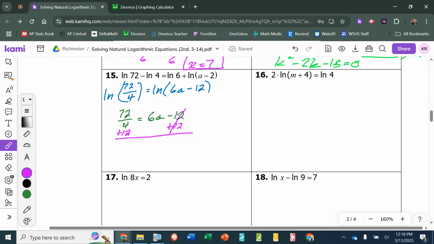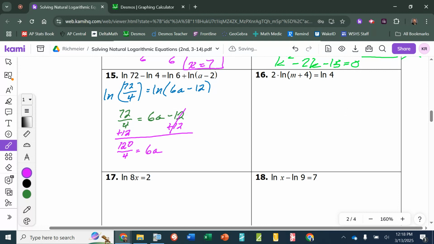And I believe that's going to be 110. No, 120. Because that would be 48. So 8 would take me to 80. 40 would take me to 120. Right, we're going to have 120 over 4 is equal to 6a. And that's fine.